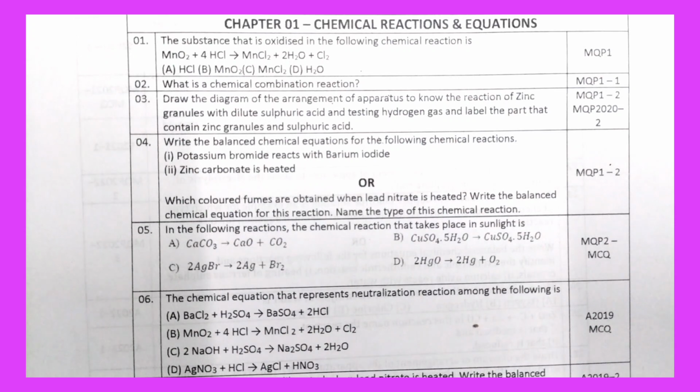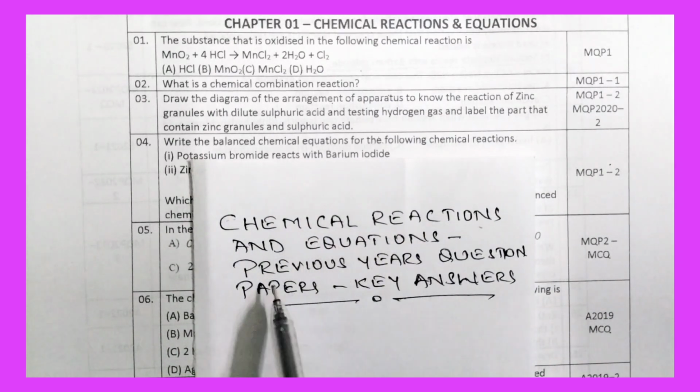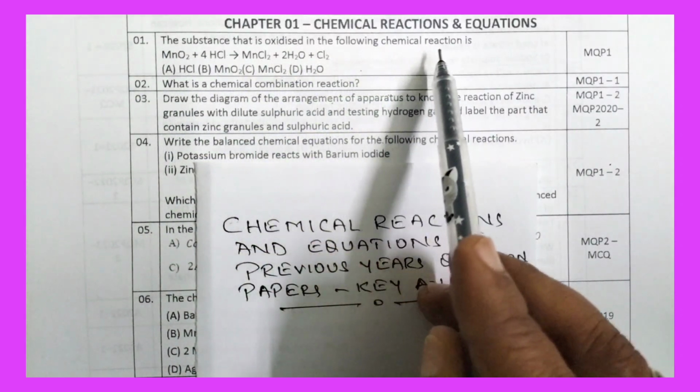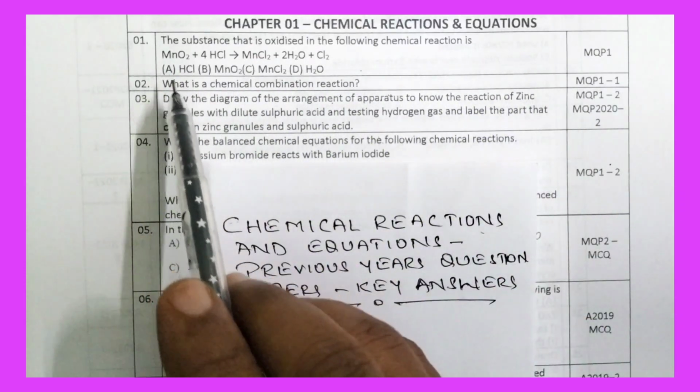So in this video we are going to answer the previous year question paper, that is chemical reactions and equations. So now let us answer the first question of chemical reactions and equations of the previous year question paper. First question is, the substance that is oxidized in the following chemical equation is. So this is an MCQ question.